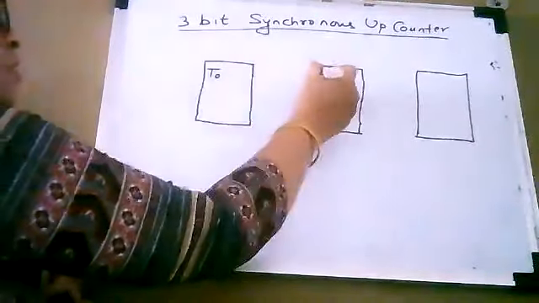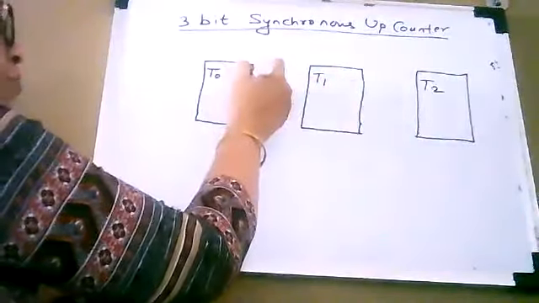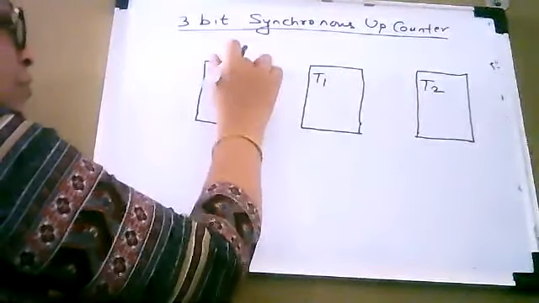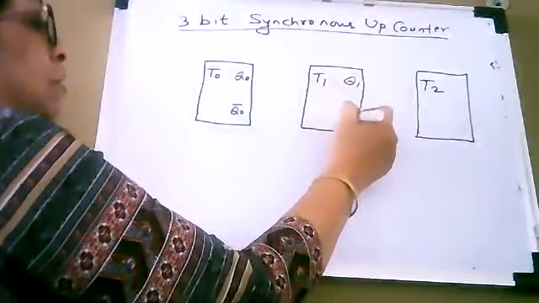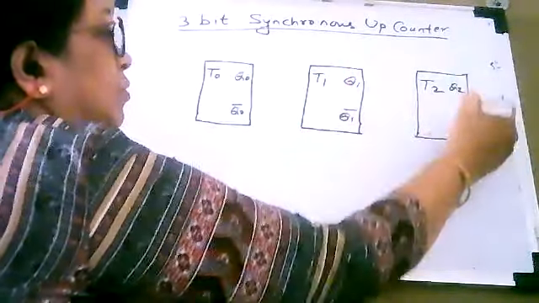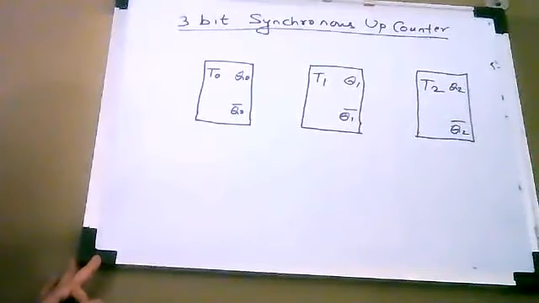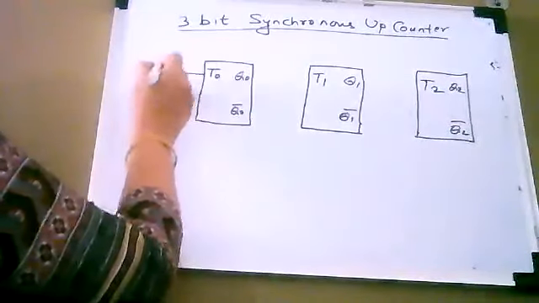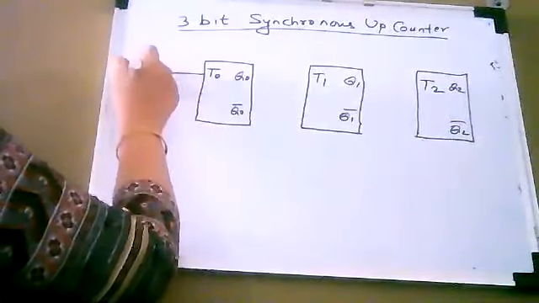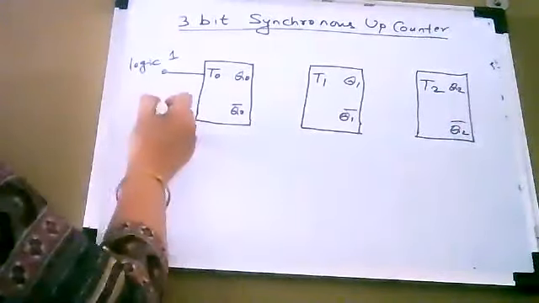Let us call this T0, T1, T2. Q0 bar, Q0, Q1, Q1 bar, Q2, Q2 bar. These are the inputs, and that is what you have to see: how the connections are done. The first flip-flop's input is tied to logic 1.